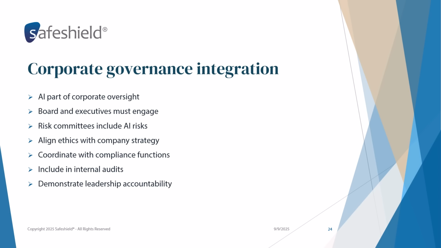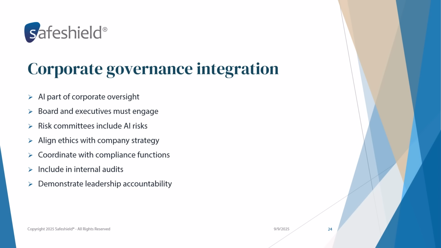AI governance should not operate in isolation. It must be integrated into broader corporate governance structures, which define how organizations are directed, managed, and held accountable. AI governance adds a new layer to this by focusing on the responsible use of AI within these structures. Boards of directors and executive leadership must be engaged in AI governance. They should set the policies, approve high-risk projects, and oversee compliance.